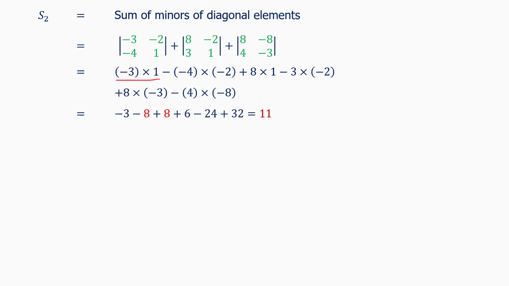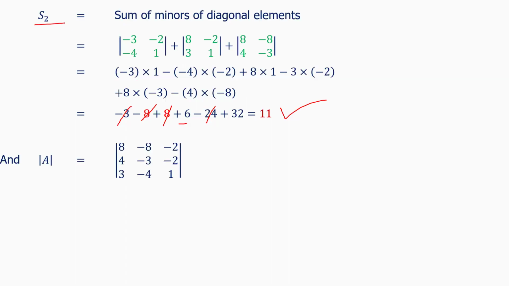If we multiply this, minus 3 into 1 is minus 3, minus of minus 4 into minus 2 is minus 8, plus 8, plus 6, minus 24 and plus 32. If we simplify, minus 8 plus 8 is cancelled. Minus 3 minus 24 is minus 27. Minus 27 plus 32 is 5. 5 plus 6 is 11. This is the value of S2.